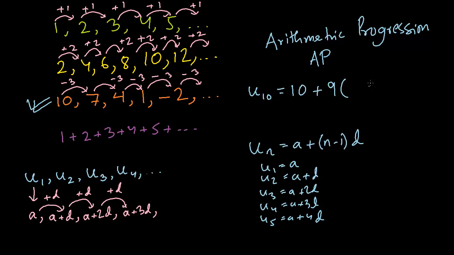the common difference. Now how do you find the common difference? The common difference is minus 3 because it is decreasing by the same amount. So this would be 10 minus 27, which is minus 17. So the value of the 10th term would be minus 17.